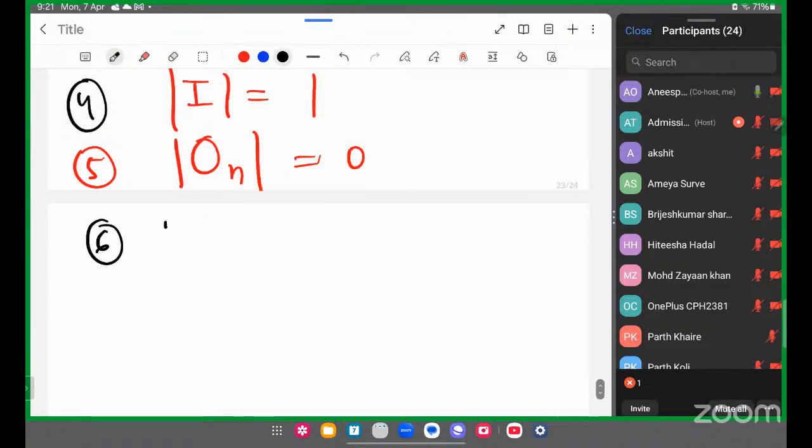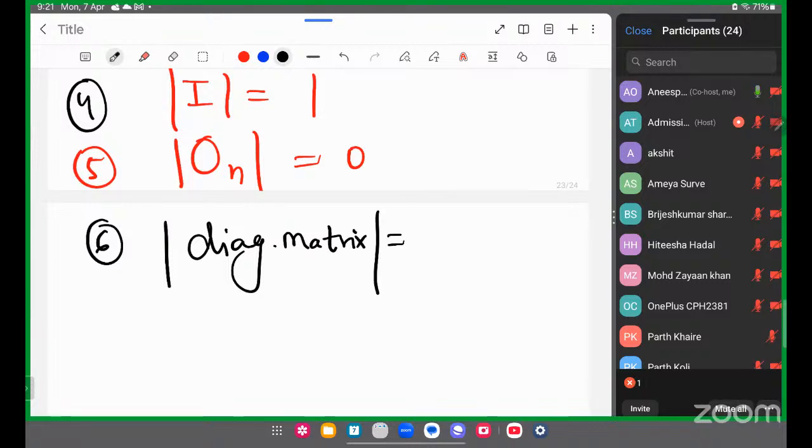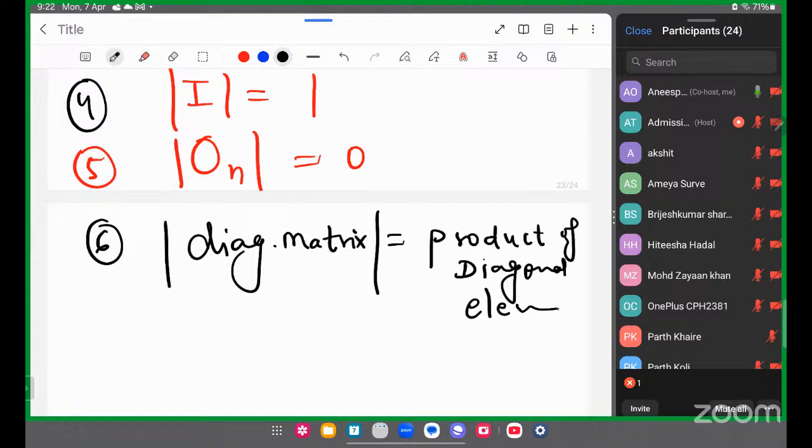Next point, determinant of a diagonal matrix. I already told you, if you want to have the determinant of a diagonal matrix, this will be the product of diagonal elements. Product of diagonal elements. Understood?